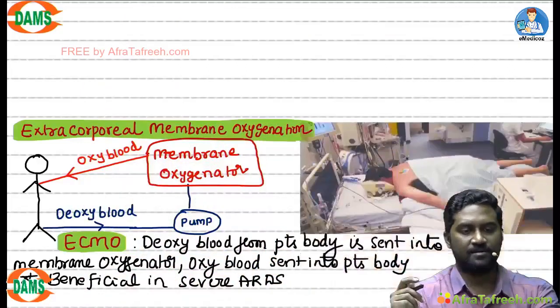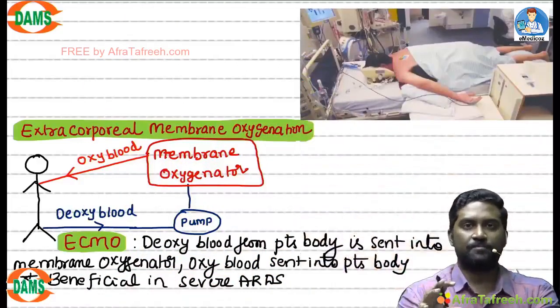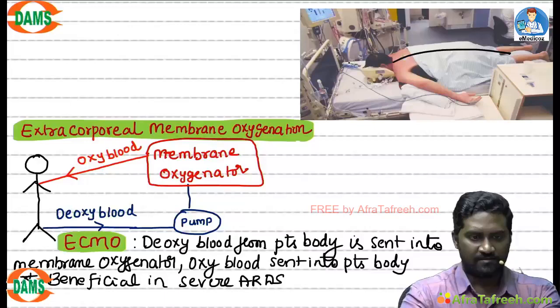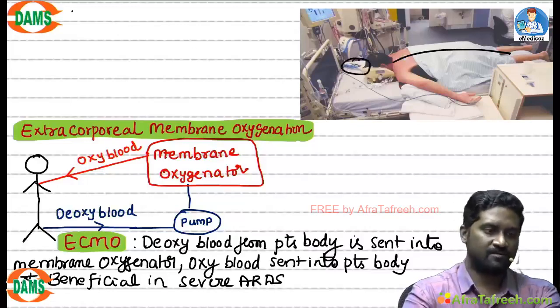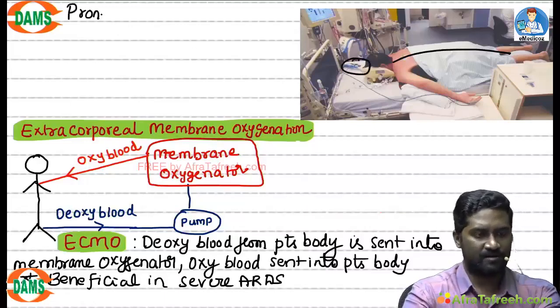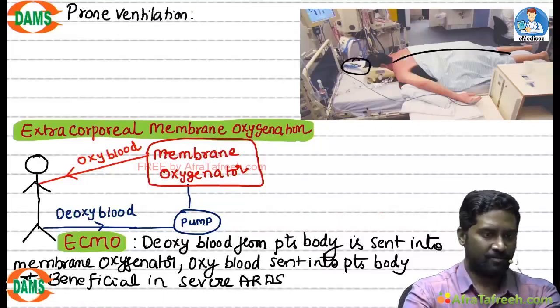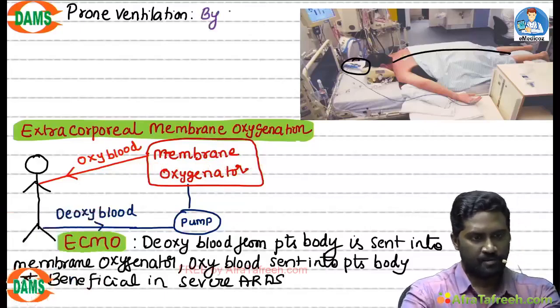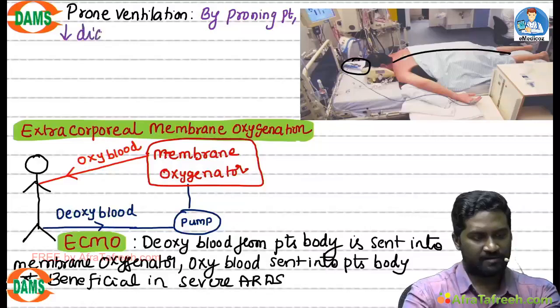What is this method? Normally, I put a patient in supine position and ventilate. Now, this patient is in prone position. He is connected to a ventilator. What is this called? Prone ventilation. This has become very famous because of COVID. By proning the patient, there will be decreased diaphragmatic compression.